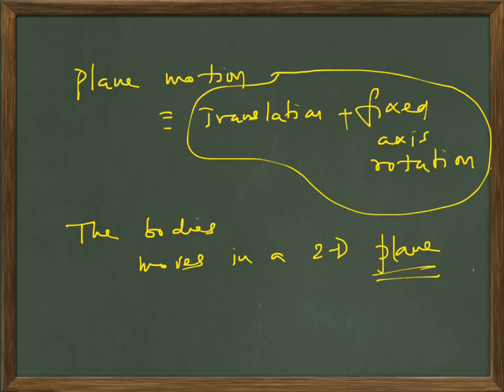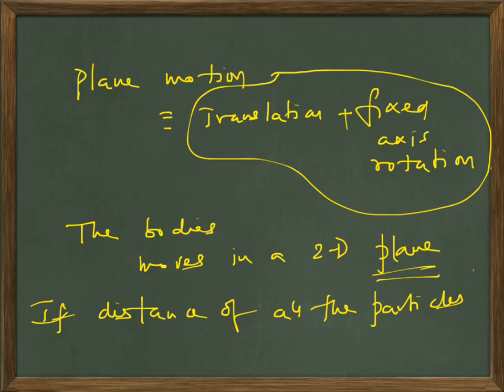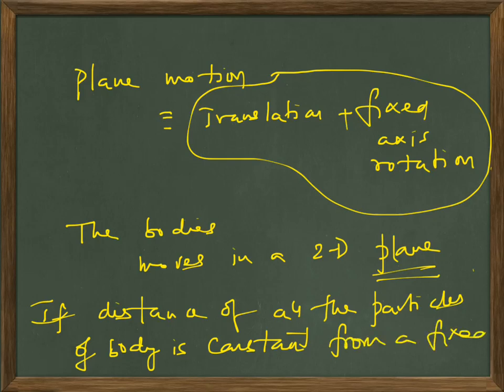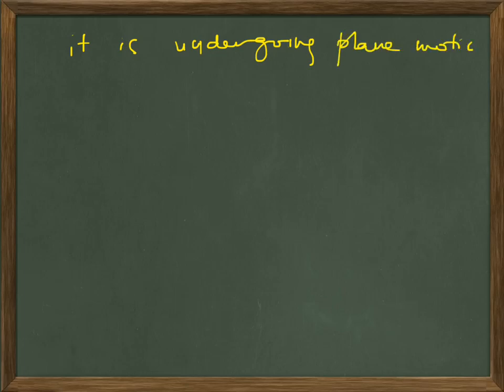Or I can also define it in another way. If the distance of all the points on the body, of all the particles of the body, is constant from a fixed plane, then it is undergoing plane motion. That is the meaning.